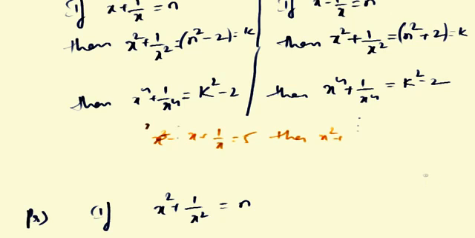In the same way, if the problem is given like x minus 1 by x is equal to n, then x square plus 1 by x square will become n square plus 2. Here, when it was plus, we squared and did minus 2; here, if it is minus, it will be plus 2. In the same way, that is how it goes on.